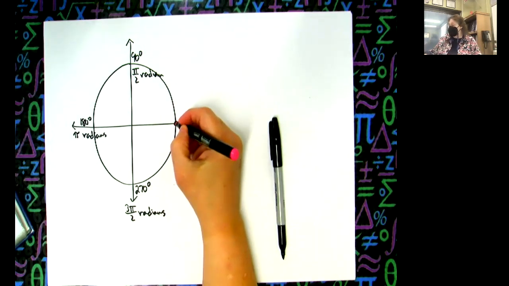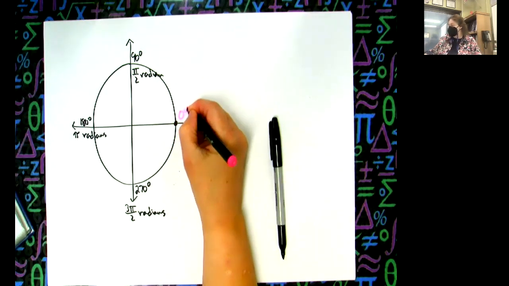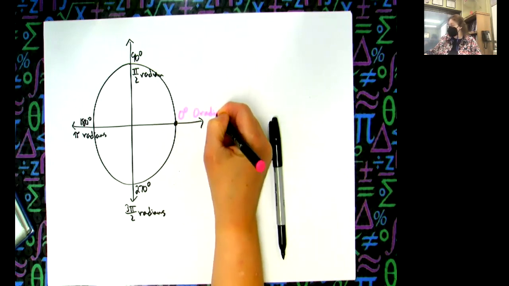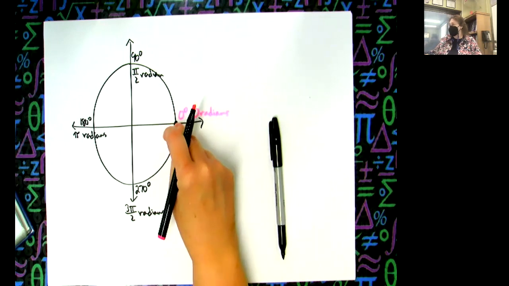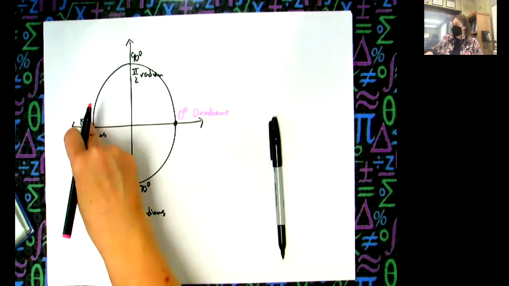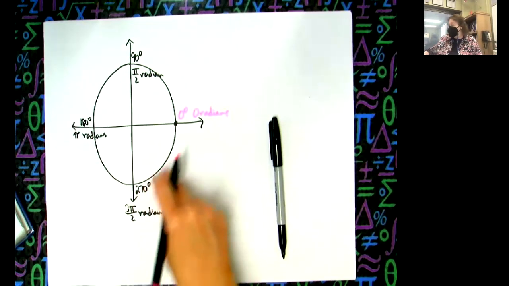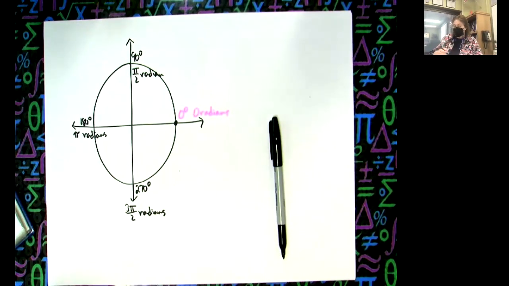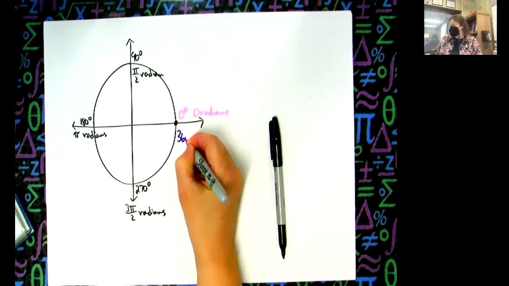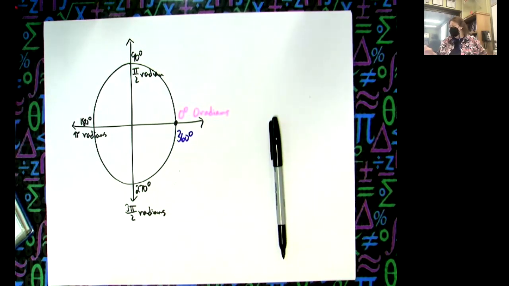If I start at this point and I haven't moved, it's 0 degrees and 0 radians, because when I haven't moved yet, I don't have an angle. And then I come up and I do 90, and then 180, and then 270. Once I've gone all the way around, that becomes 360 degrees, because it's all the way around the circle.